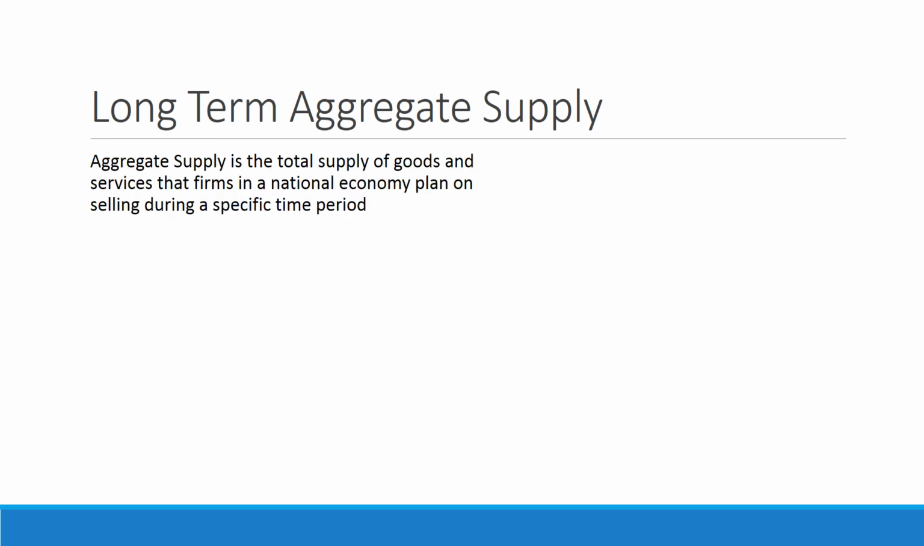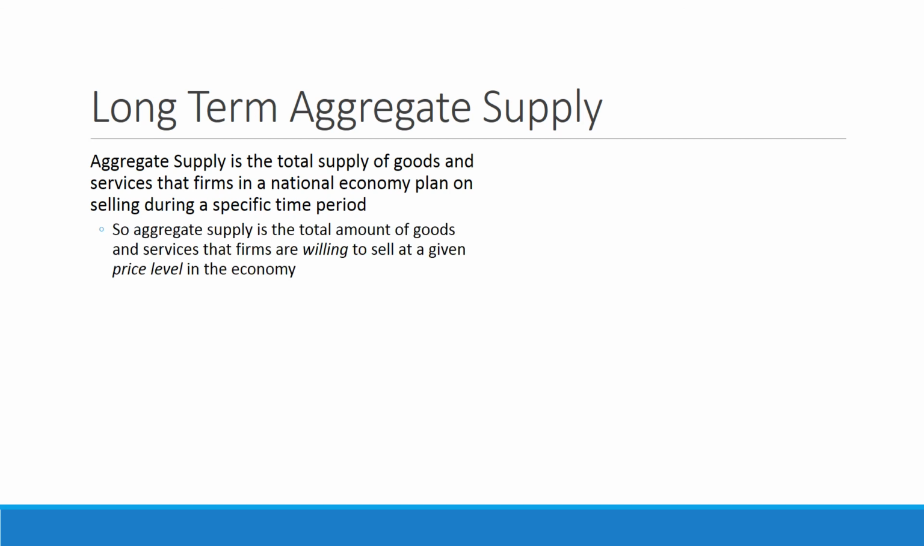Okay, important to understand here. This is going to get tricky for a second, but as long as you're paying attention to the graphs, you'll be perfectly fine. Long-term aggregate supply and short-term aggregate supply are different. Aggregate supply is the total supply of goods and services that firms in a national economy plan on selling during a specific period of time, i.e.